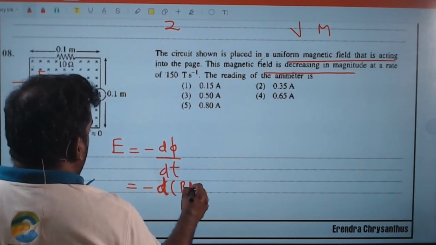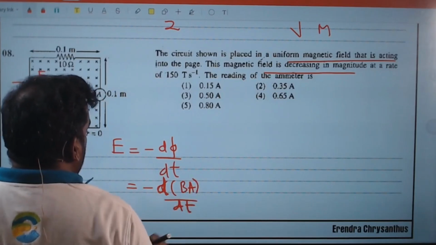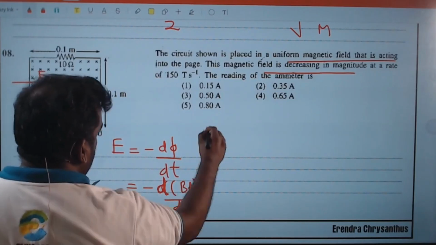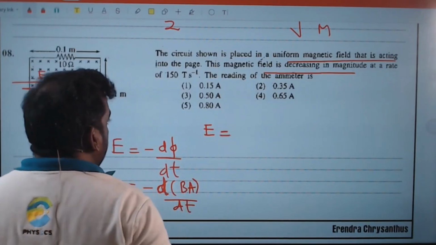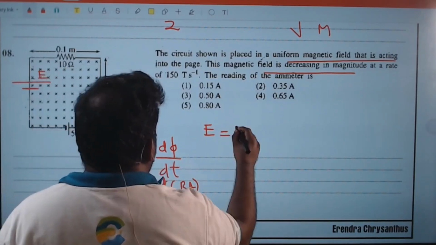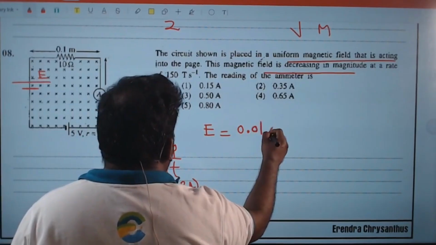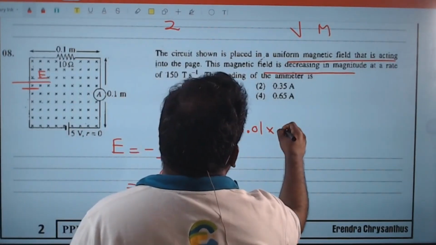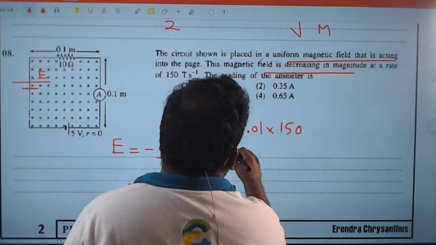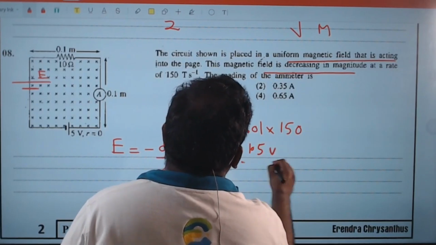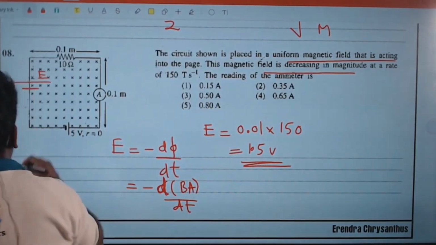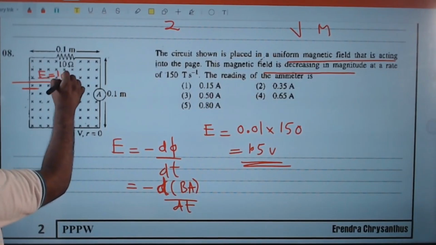B times A over dt. Area is the same. Area is 0.1 into 0.1, 0.01. dB over dt is 150 Tesla per second. That gives 1.5 volts. So using the right hand rule, I have found the induced EMF, 1.5.